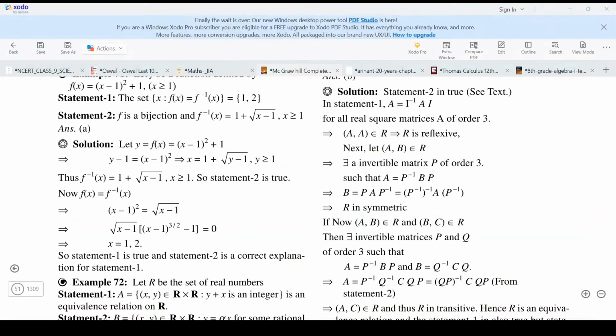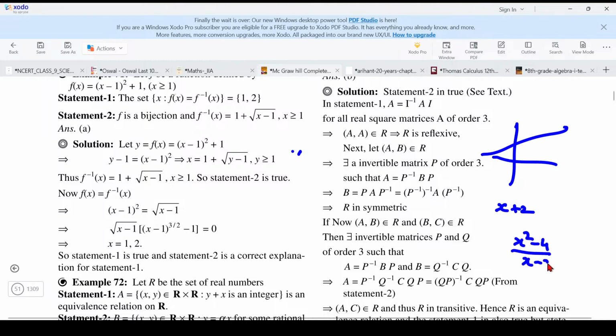I'll give you two functions. You should tell me what exactly is the difference between these two. First function is f of x equals x plus 2. That is a straight line. Agreed? x plus 2 is a straight line, right? Now, second function is (x square minus 4) by (x minus 2). So, are these two equal?